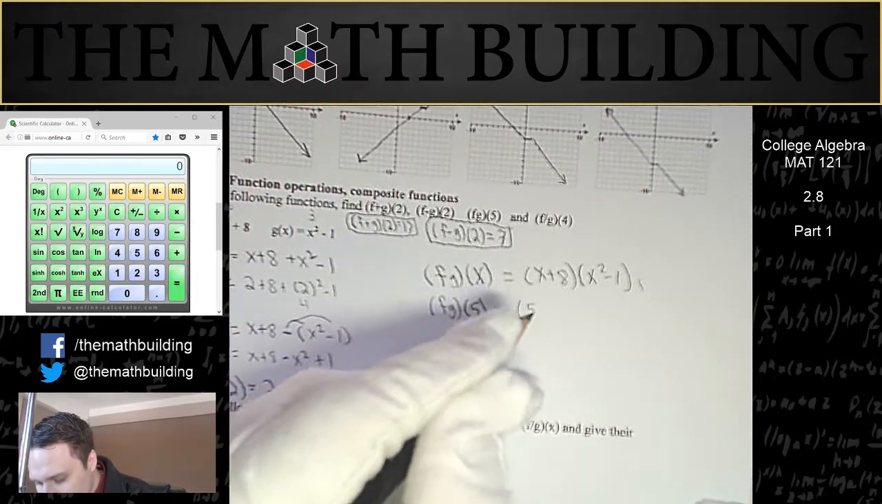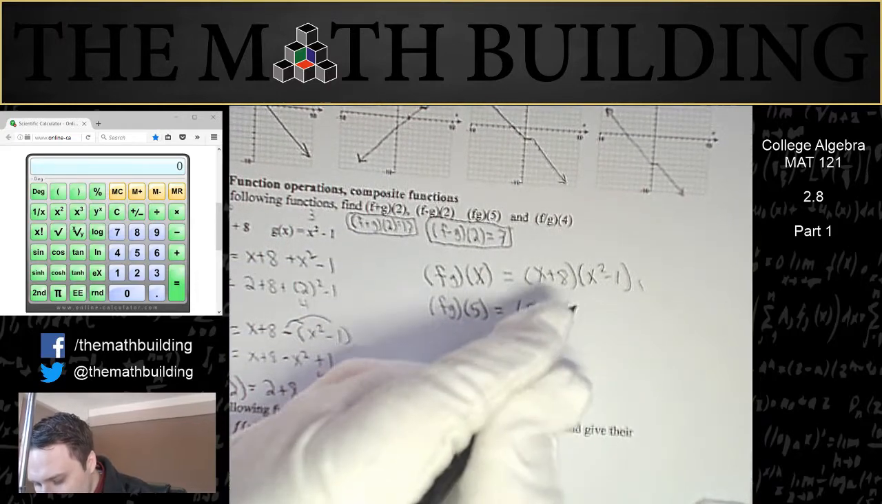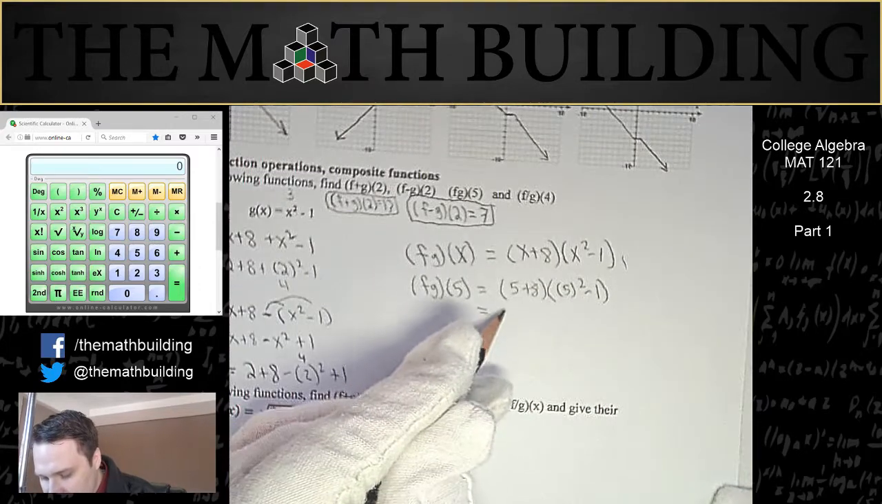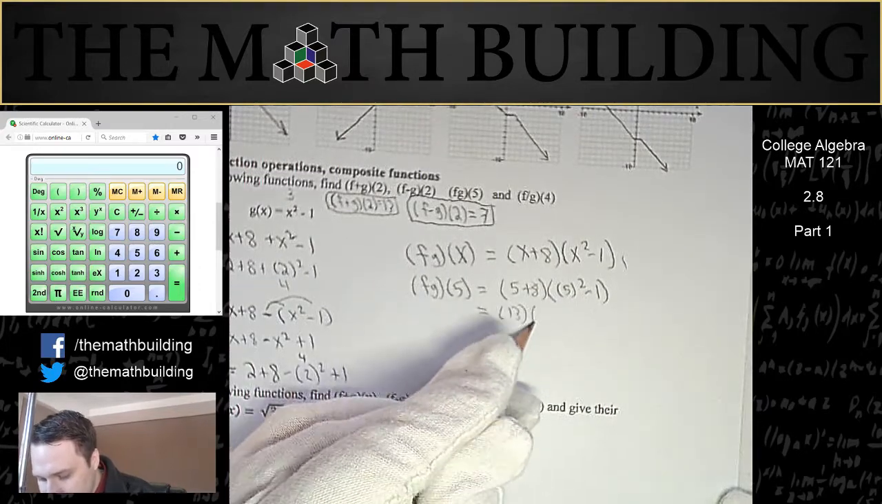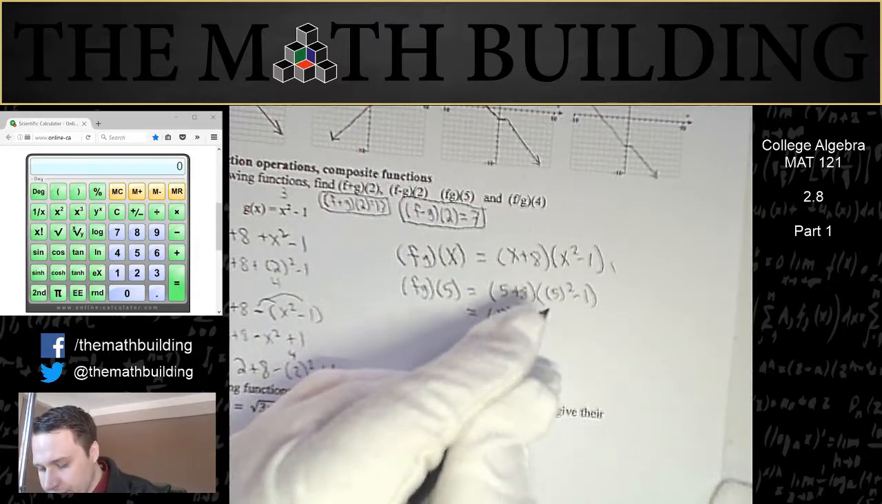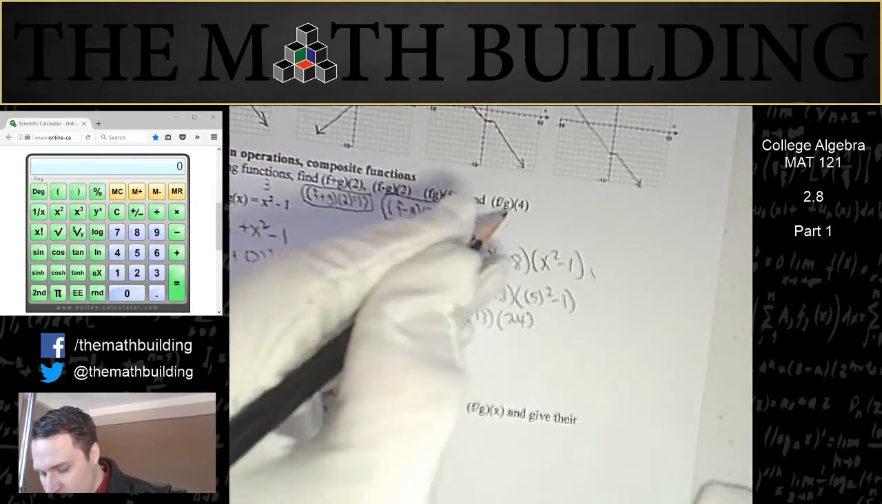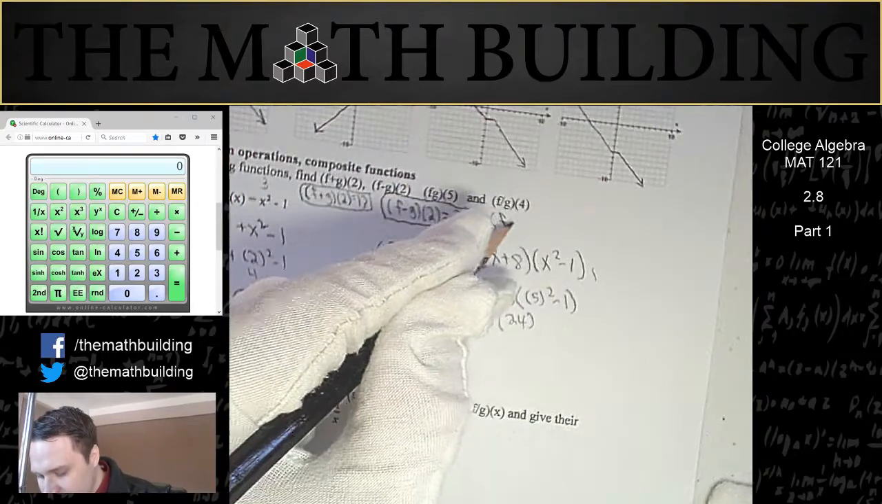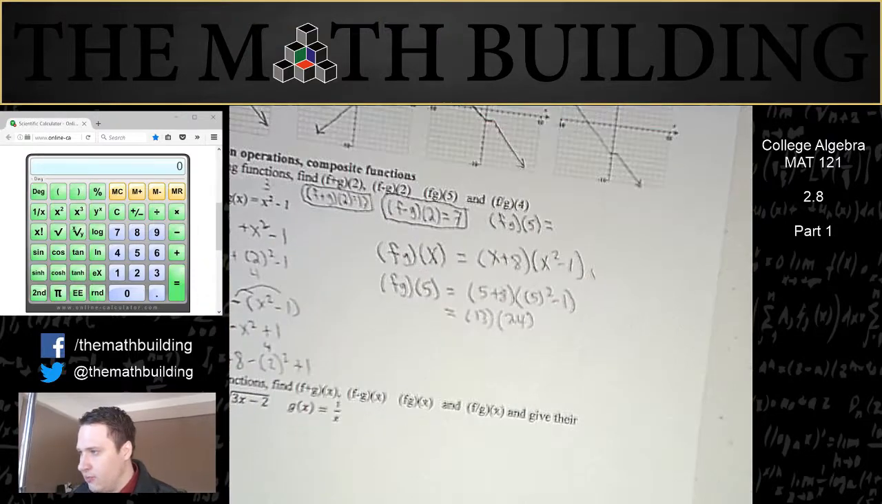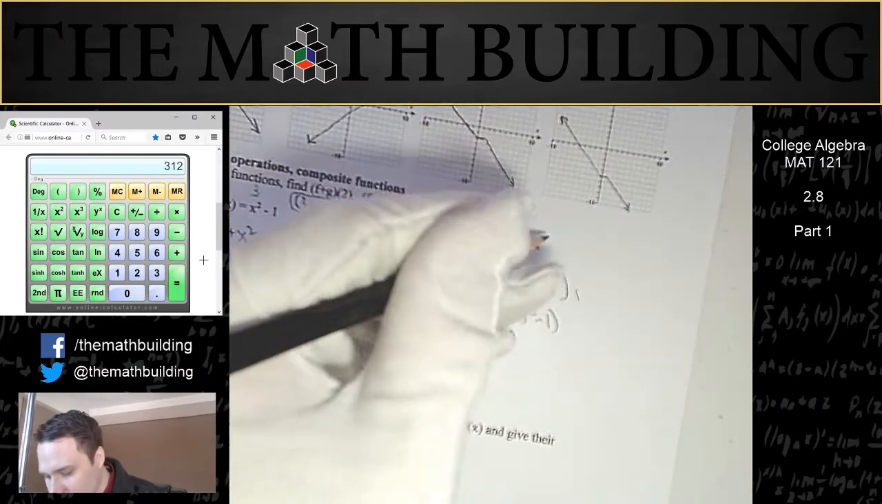Let's find fg of 5. That's going to be replace x with 5, replace x with 5. That's going to equal 5 plus 8 is 13. 5 squared is 25, minus 1 is 24. And so if we multiply those in our calculator, fg of 5 will equal 13 times 24, which is equal to 312.